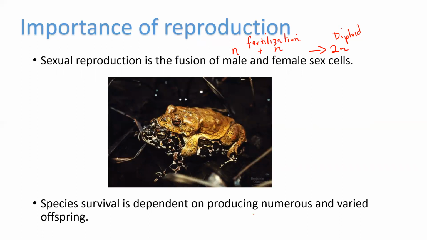Species survival depends on producing numerous and varied offspring. So this is the tie-in with evolution. We get variation through two forms, sexual reproduction and mutations, and that produces variations.